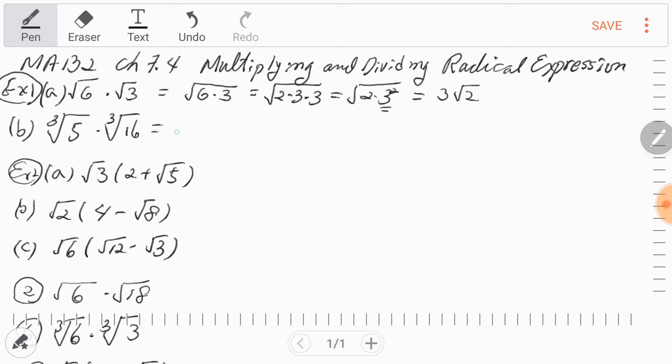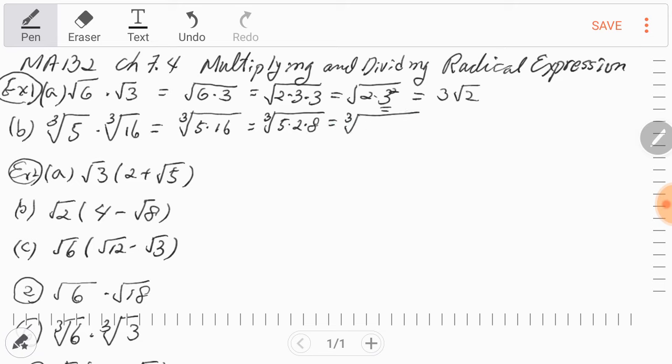Okay, and the next one is a cube root. Both radicals are cube roots, so we can put 5 and 16 together within the cube root. Let's try to make this a cube. 5 stays 5, 5 is a prime number. 16 is 2 times 8, and 8 is 2 cubed.